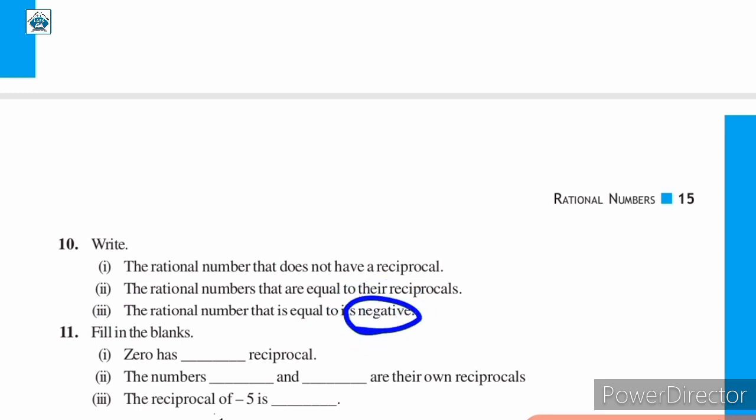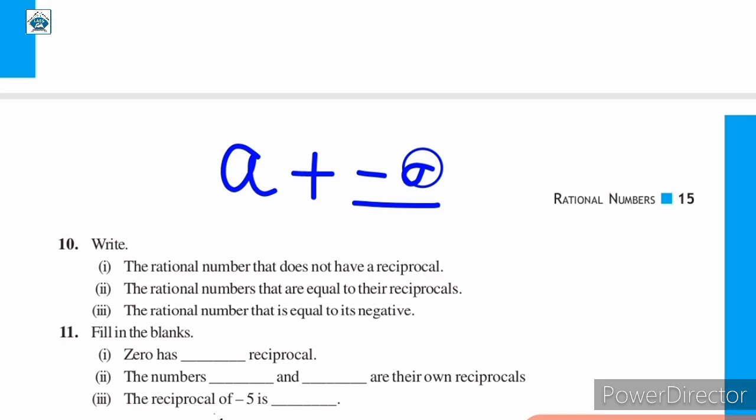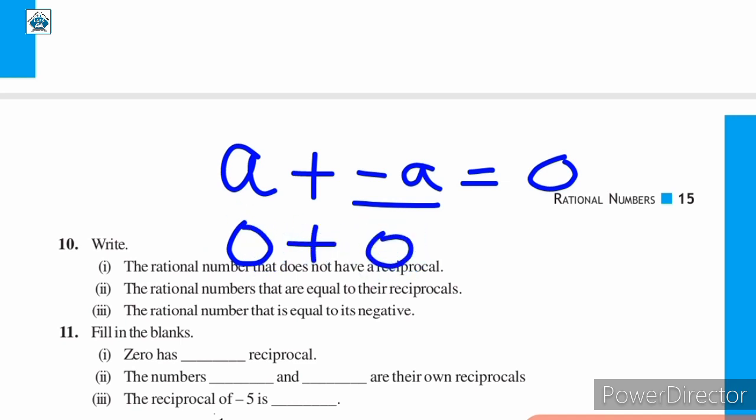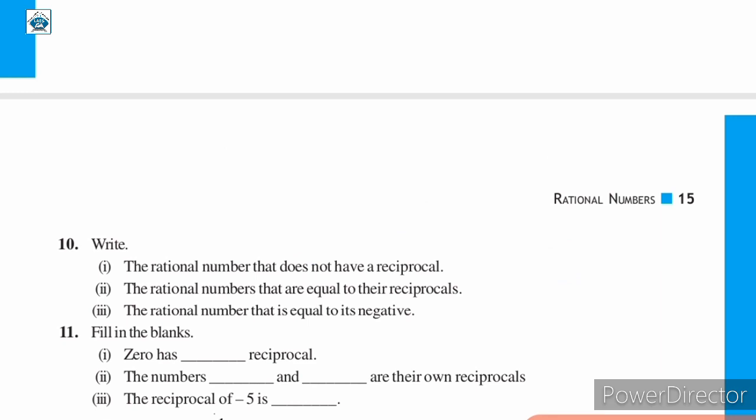Negative also means additive inverse. So there should be a number a which, if we add its negative, then what number should we get? We should get 0. So consider this with 0 plus 0. Then also the answer is equal to 0. So from this also we can say the negative of 0 is 0 itself. Therefore the rational number that is equal to its negative is 0.